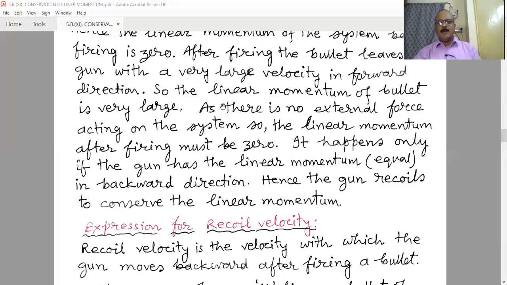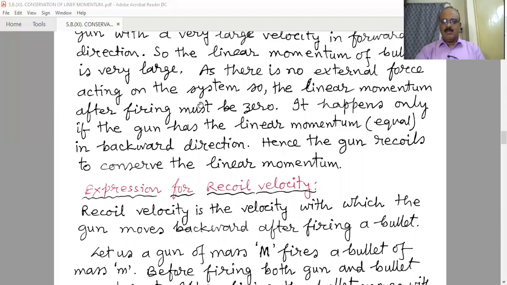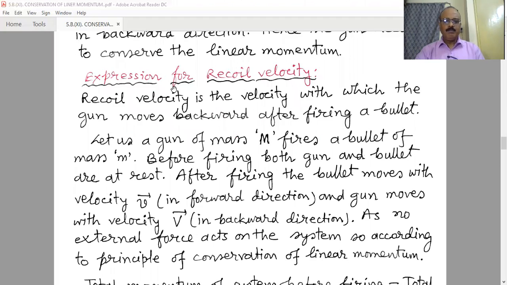We are considering the direction of the bullet motion as the positive direction. Then we can say the direction of the gun, that is backward, is the negative direction. We can find the expression for the recoil velocity with simple mathematics. Recoil velocity is the velocity with which the gun moves backward after firing a bullet.